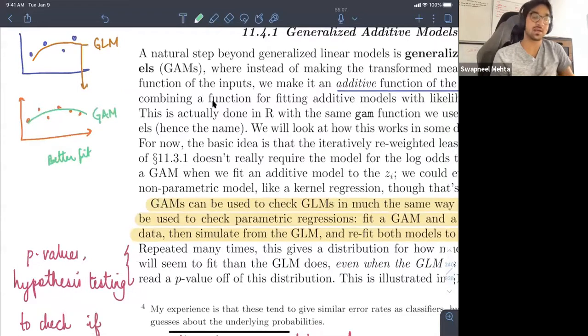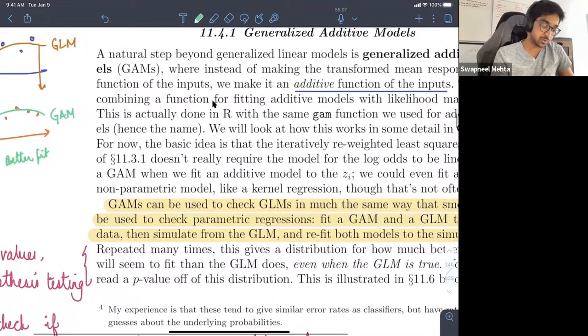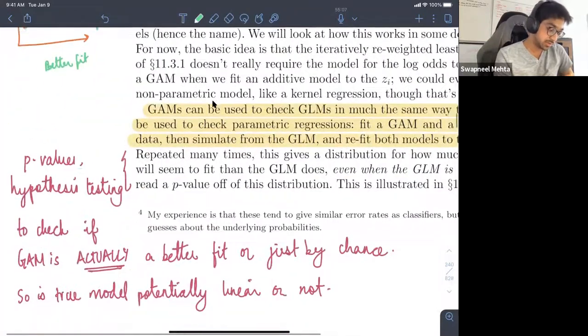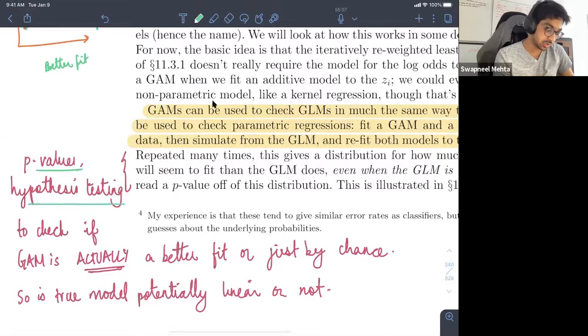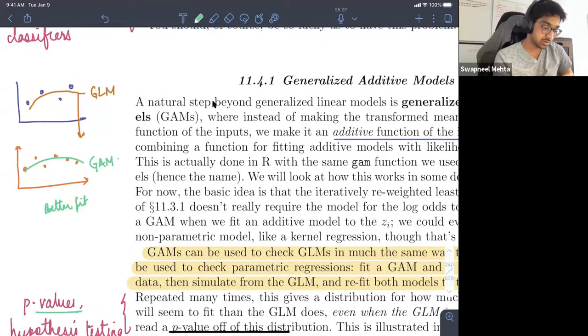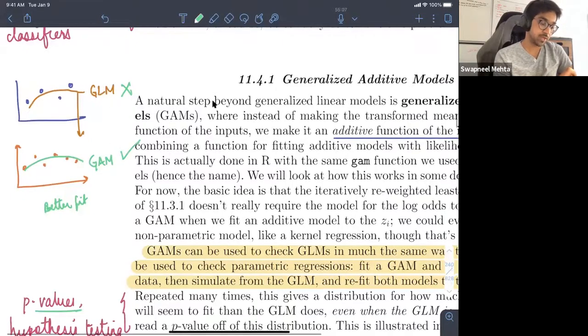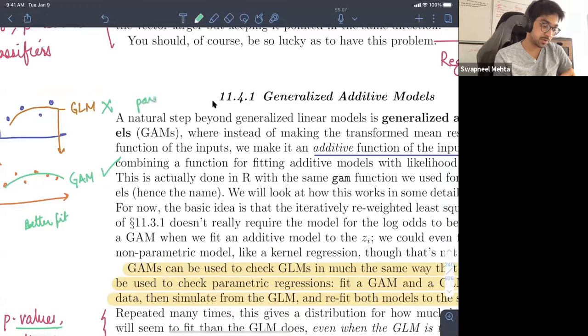Again, I'm stepping aside from hypothesis testing, but there's really no way around that. It has to do with p-values and hypothesis testing, and under the null and alternate hypothesis, you want to check if this is just by chance fitting better, or it is actually that a GLM is not the true model and a GAM is the true model. So it's the same way as parametric regression was checked using non-parametric regression.